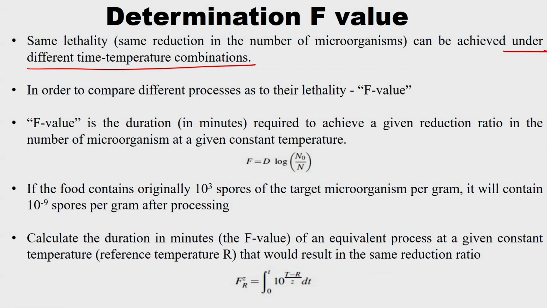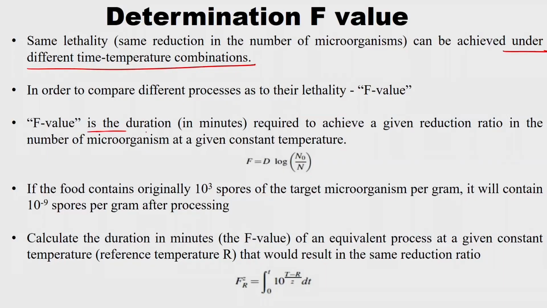But how do I compare a particular process, whether it is economical or not, based on different temperatures and different times? So, there comes the question of how do I compare, right. So, I will compare using F value. This F value is nothing but the duration, in minutes or seconds, required to achieve a given reduction ratio in the number of organisms at a given constant temperature. So, this is D and this is log of N naught upon N.